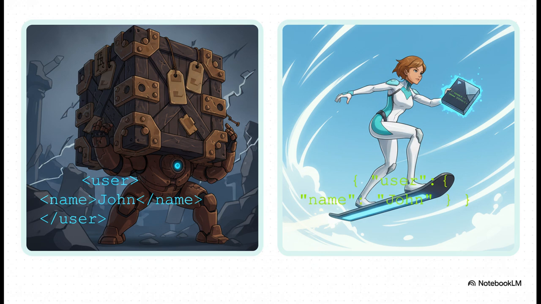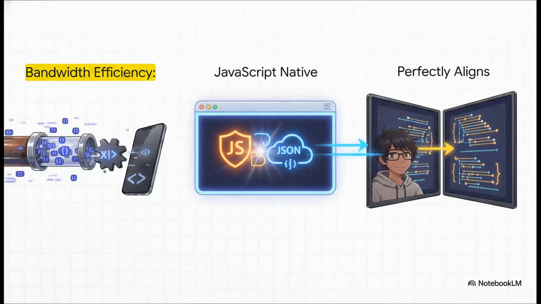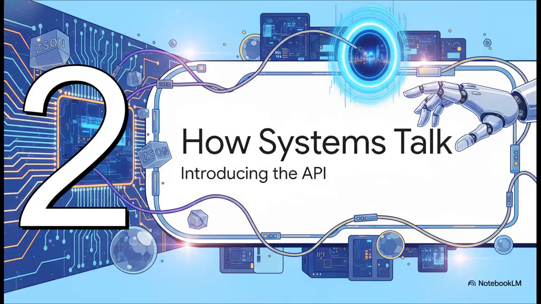And this isn't just about looking prettier. This is all about speed. So why did the whole world switch to JSON? Well, for starters, less text means less data to send, which is absolutely critical for fast-loading mobile apps. And get this, JSON is native to JavaScript, the language of every single web browser, so it just works instantly. And finally, for the developers in the back, it maps perfectly to data structures like Python dictionaries, making life easier for everyone.